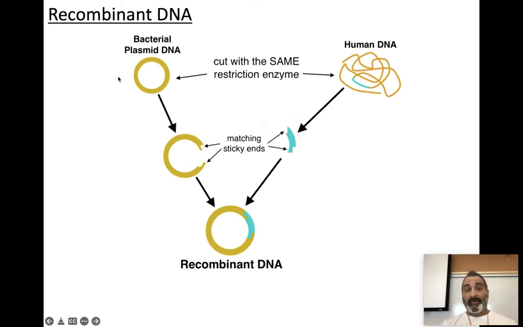You start with a bacterial circular plasmid. You have to cut the plasmid open, okay? You have to cut it open in one spot. Why? Because you're trying to insert this blue DNA into that one area. So you have to cut it open.